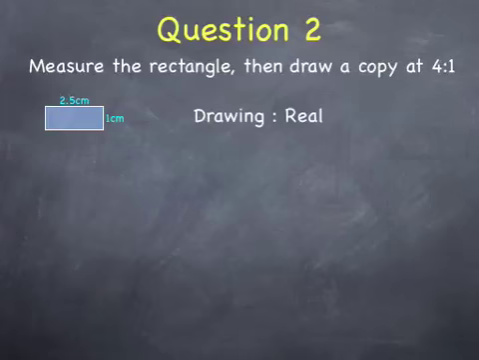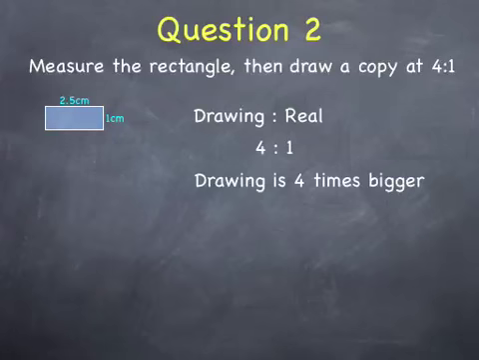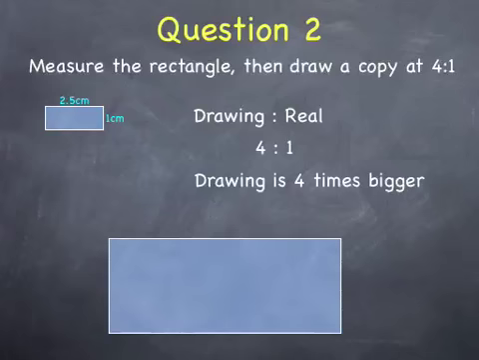Let's draw a copy now at a scale of 4 to 1. That means that the drawing is 4 times bigger. So the length is going to be 4 times bigger, and the width. There it is there. The length of our copy is 10 centimetres. It's 2.5 originally, but 4 times bigger gives us 10 centimetres. And the width is 1 centimetre originally, but times it by 4, we get 4 centimetres. So you should have drawn a rectangle that was 10 centimetres long and 4 centimetres wide.